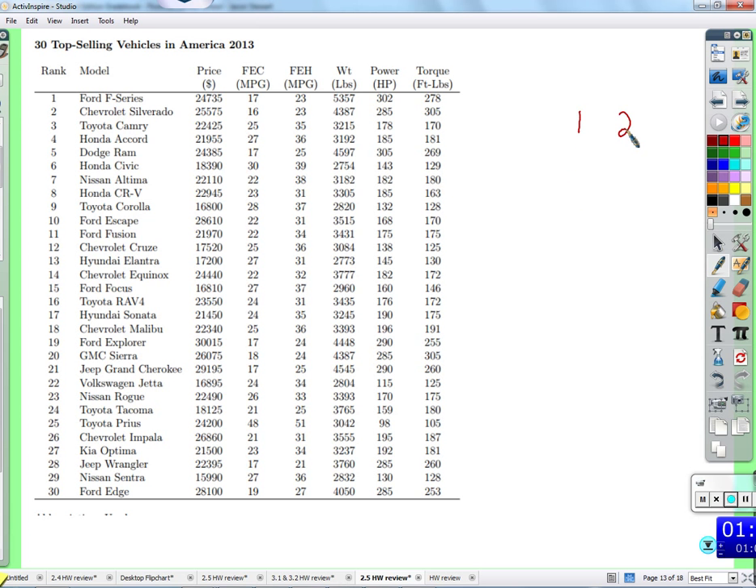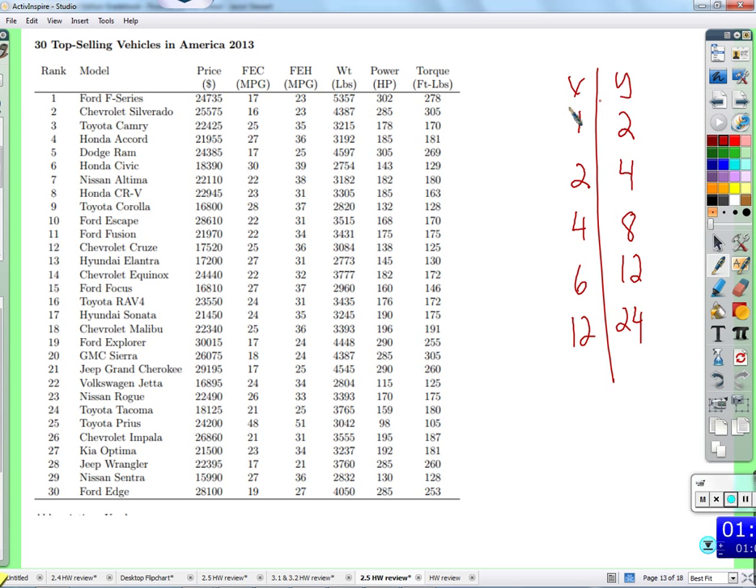Let's see if this is closely related. This is 1, and this is 2, 2 and 4, 4 and 8, 6 and 12, 12 and 24, okay? If this is X and this is Y, do those seem to be closely related to each other? The question is really, when one goes up, does the other one go up? Like as we move over in the X's, do the Y's move predictably? In fact, these are so closely correlated that the number that tells you how closely correlated they are would be exactly one. They are the most correlated they could possibly be, right?